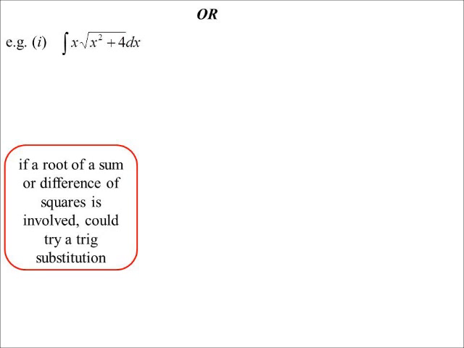Okay, an alternative substitution for this one would be using trig. So if you see a root of a sum or a difference of squares, then you can create a trig identity which may well simplify the problem. So for this one, x squared plus 4, if I let x equal 2 tan theta, now what this is going to do is create the trig identity, tan squared plus 1, which I can change into sec squared, under the root sign. So dx is 2 tan theta, dx will then be 2 sec squared theta d theta, and now we can substitute in.